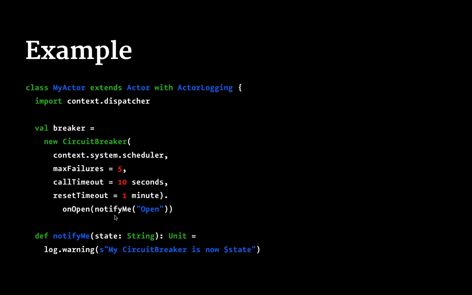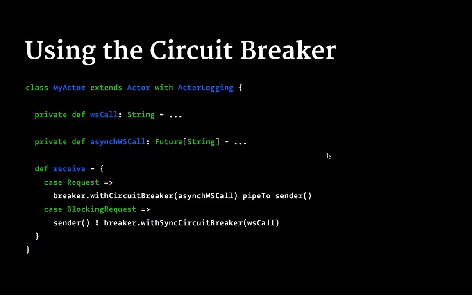And like I mentioned, we have those 3 methods to register callbacks so that I know when a transition is happening. Here I'm only registering a callback for when I'm moving into the open state. So this is how we create one. Now that we have it, how do we use it?